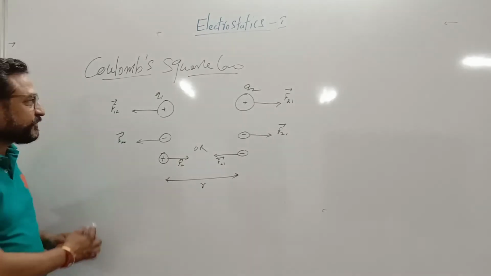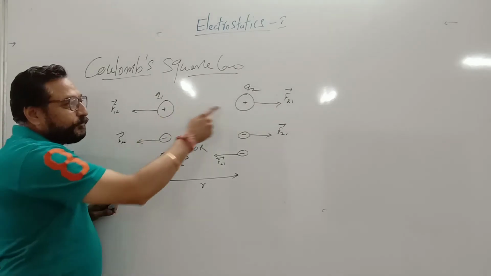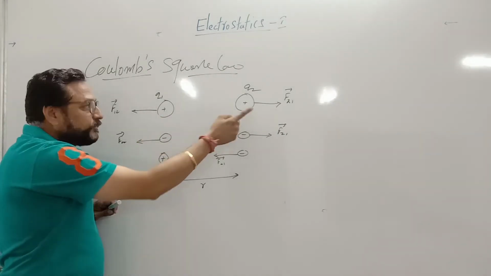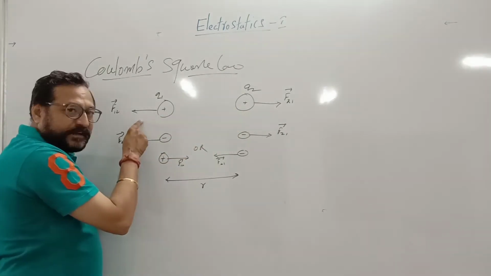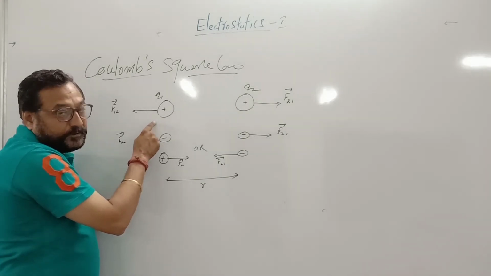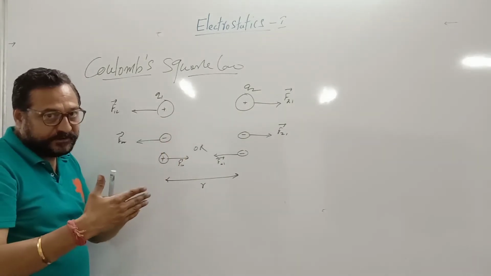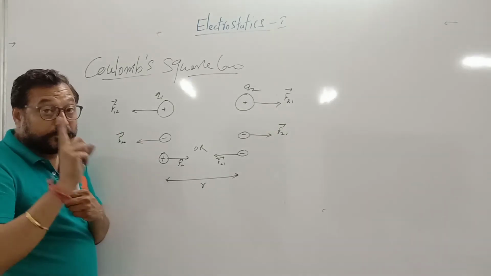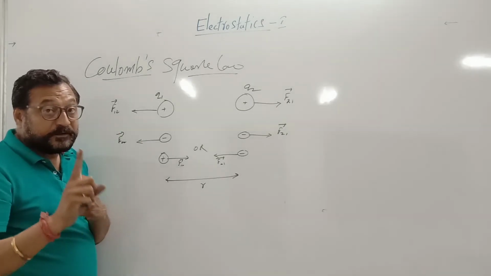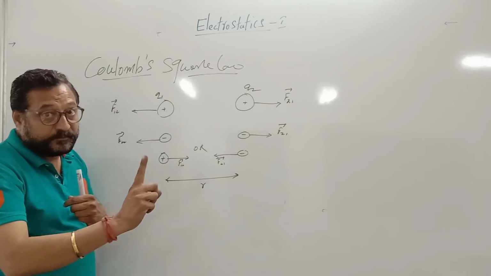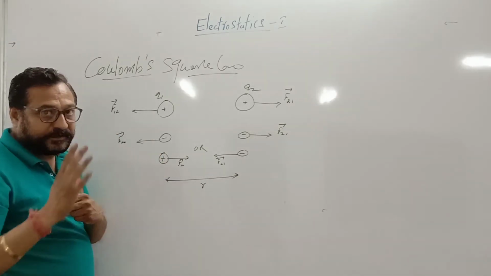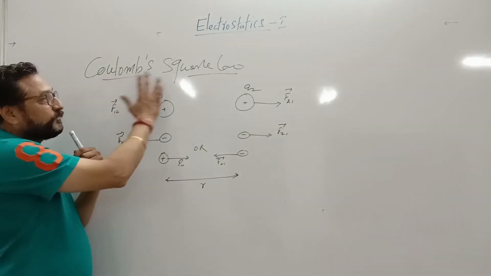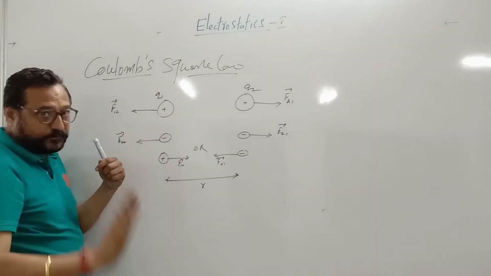It means this body applies a force on this charge, and at the same time the other charge applies the same force in the opposite direction. We derive and prove that Coulomb's inverse square law verifies Newton's third law of motion. Clear? Now we derive the statement of Coulomb's inverse square law. What is Coulomb's inverse square law?